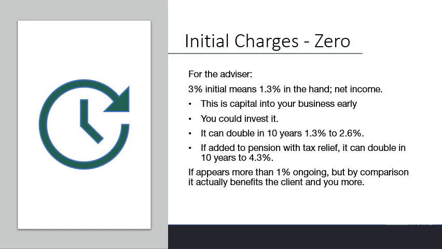You can also invest it, and like your client, if you invest in similar funds, it could double in 10 years. So that net 1.3% could be 2.6%, very near to the actual 3% you charged your client, getting all those costs back. If added to a pension with tax relief, it could actually double in 10 years to 4.3%. So you're making a big difference to your own personal finances if you charge the initial and load it into your pensions instead of loading the initial into your client's ongoing charges.